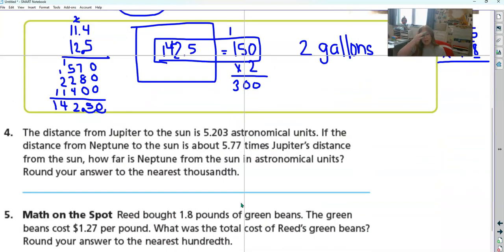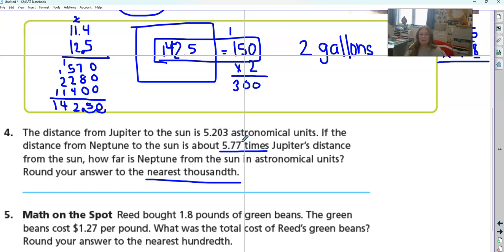Hey, number 4, the distance from Jupiter to the Sun is about 5.203 astronomical units. If the distance from Neptune to the Sun is about 5.77 times Jupiter's distance from the Sun, so 5.77 times that, how far is Neptune from the Sun? Round our answer to the nearest thousandths. So this is maybe one I would, if I've done other ones, I might skip to get to my questions so I don't have to times by a 5.77.